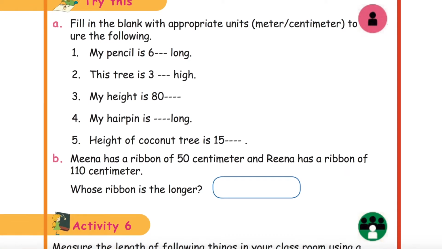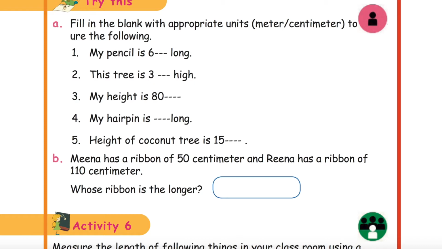Fill in the blanks with the appropriate units to measure the following. My pencil is 6 centimeters long. This tree is 3 meters high. My height is 80 kg. My hairpin is too long. How many centimeters long?